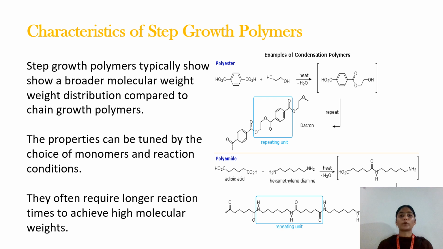Characteristics of step growth polymers. Step growth polymers typically show a broader molecular weight distribution compared to chain growth polymers. The properties can be tuned by the choice of monomers and condensation reactions. They often require longer reaction times to achieve high molecular weights. Examples of condensation polymerization are polyester and polyamide.